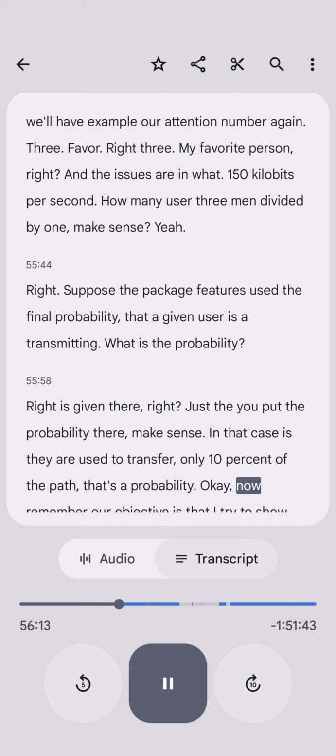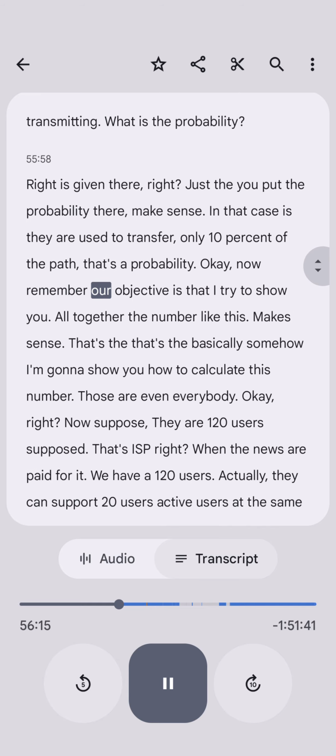That's a probability, okay? Now, remember, our objective is I try to show you how to get the number like this. Make sense? That's basically somehow I want to show you how to calculate this number. Those are given. Everybody okay, right?